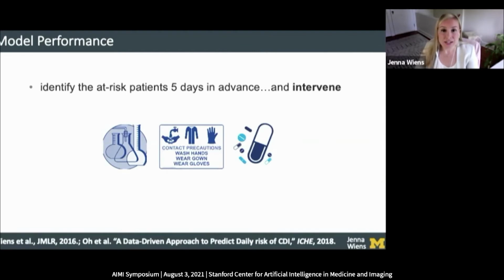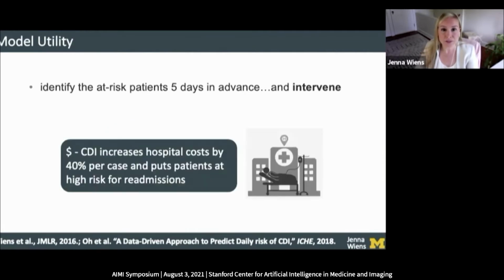Once integrated into clinical care, such clinical decision support systems can be used to guide interventions, whether it's targeted environmental cleaning or even whom to test. This in turn could lead to decreased length of stay, decreased transmission, reduced costs, and improved patient outcomes. And we published this work and this model in Infection Control and Hospital Epidemiology in 2018.